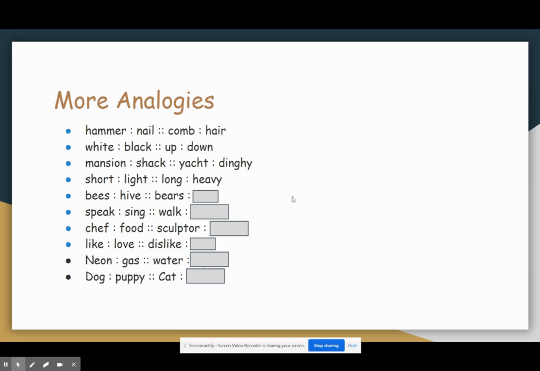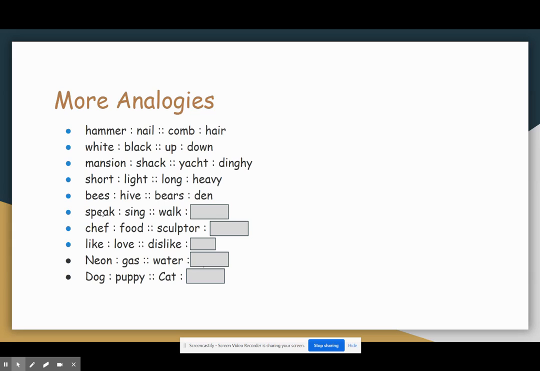So let's look at the next one. Bees is to hive as bears is to blank. Well, I'm going to look at these and I instantly think bees. These are creatures. These are living things that live inside of a hive. That's where they live. That's what you call their place of their home. So a living thing and where it lives. A living thing, bears, and where they live. And I just happen to know that a bear's home is actually called a den. So let's see. And that's true, a den.